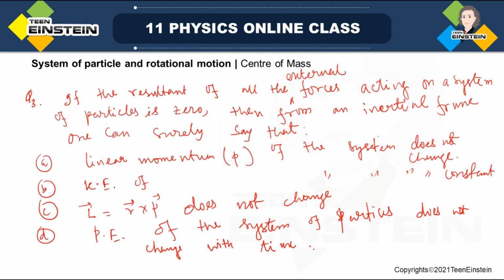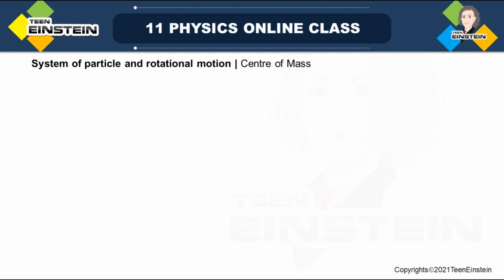So you have to answer this question. The question is, if all the external forces acting on a system of particles are zero, then what happens? Whether linear momentum is conserved, angular momentum conserved, kinetic energy conserved, or potential energy conserved. Let me analyze this.